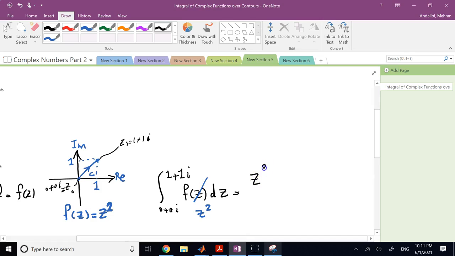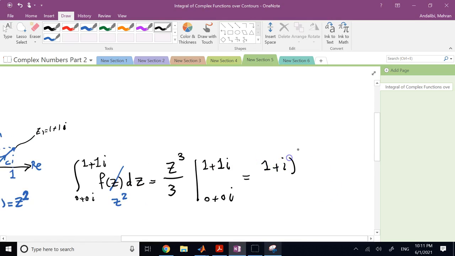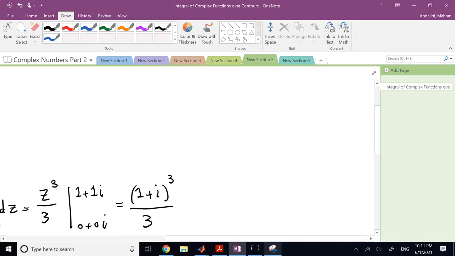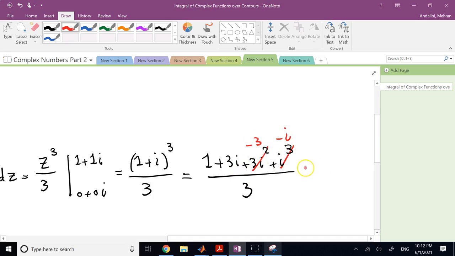So this is going to be z cubed over 3 evaluated at those two upper and lower limits and then subtracted. And clearly it is going to be just this number cubed over 3. So it is going to be 1 plus 1i cubed over 3, which, if you do it, you know that 1 plus i cubed is going to be 1 plus 3i plus 3i squared plus i cubed, over 3. And here I can simplify. This is going to be negative 3. This is going to be negative i. And so the result, if you simplify 1 and negative 3, that's negative 2. So this is going to be negative 2/3 for the real part. And this is 2i over 3. So this is the imaginary part. So the result is negative 2 over 3 plus 2 over 3 i.